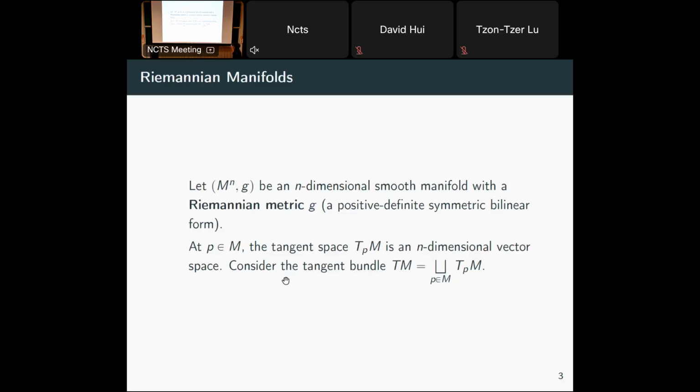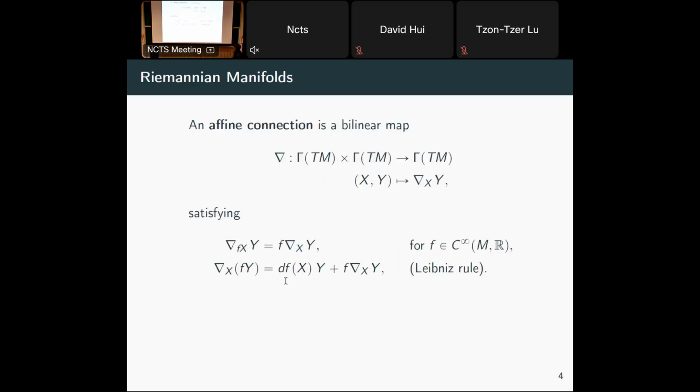I'll consider the tangent bundle. And then there's this notion of affine connection. So if I give you two vector fields, that means sections of your bundle, x and y, you can think of nabla_x y to be some sort of directional derivative of y in the direction of x. And there are some obvious relations that it should satisfy. It's a derivation. You can see the Leibniz rule satisfied by its derivative.